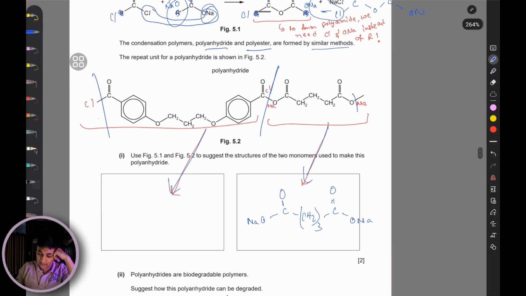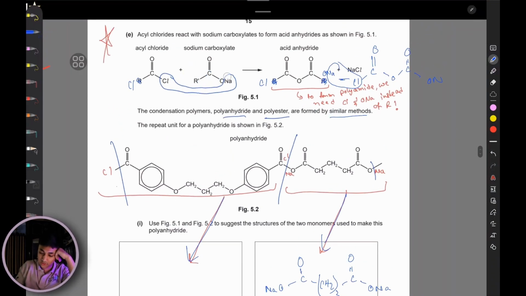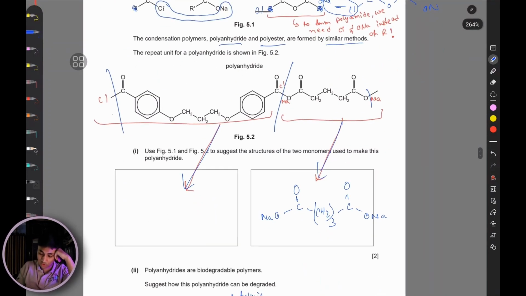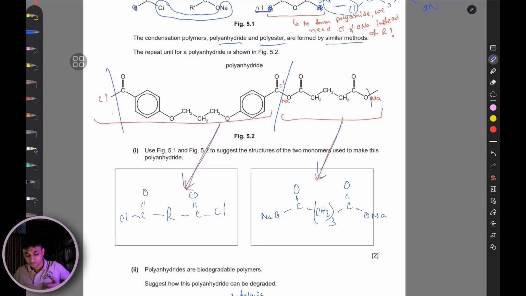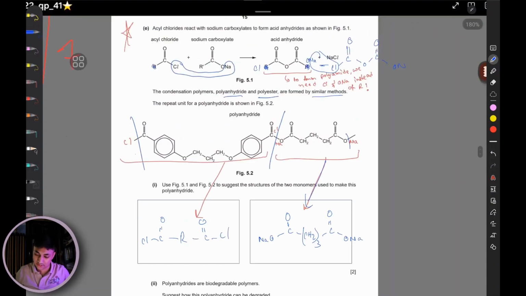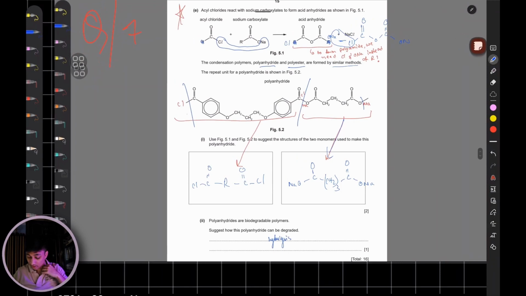And the other part is going to be this, which is again similar to what? Notice it is similar to this. So I'm going to break this down as, I'm not going to draw this atrocity, I'm going to draw it as this. C double bond O, Cl, C double bond O, Cl, right? This is your other monomer. Fair enough. So this is your question 7. And this process is, by the way, hydrolysis.